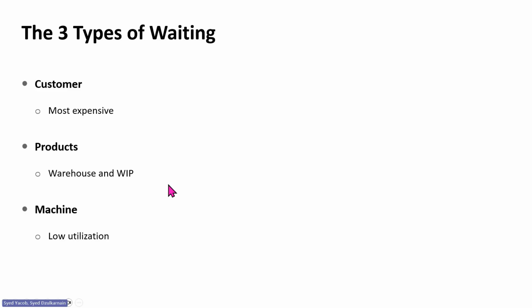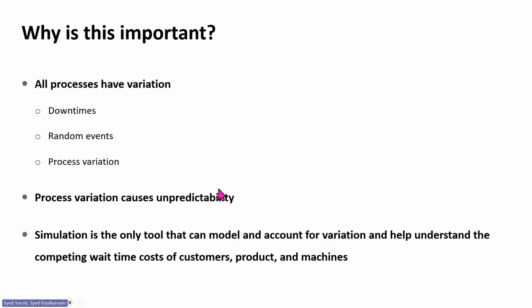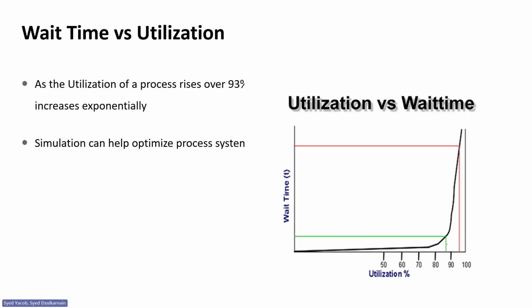Okay, so usually the types of waiting we divide into three: customer, products, and machines. Customers need to wait, products wait in the warehouse and as work in progress, and machines have low utilization. Like earlier, you saw some machines perform better, some machines are low performing or low utilization. So we can put more work to that machine, or we can adjust the process or the workflow to address the low utilization. So, wait time versus utilization.